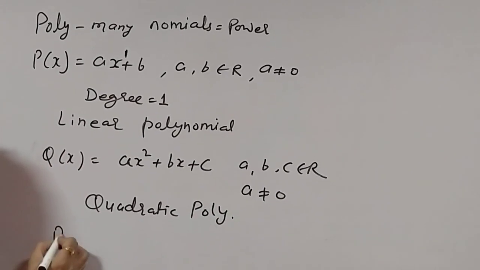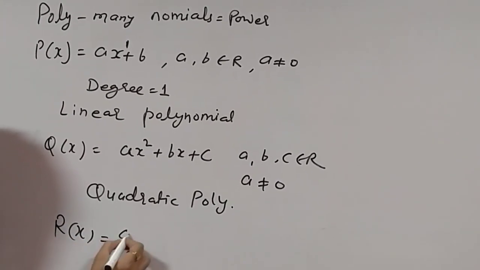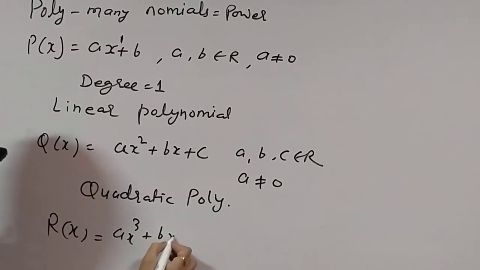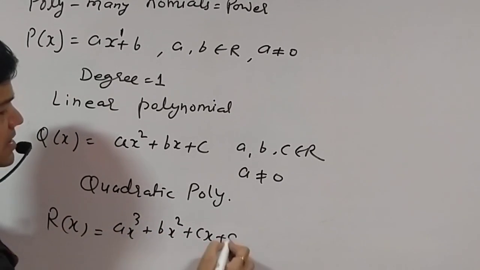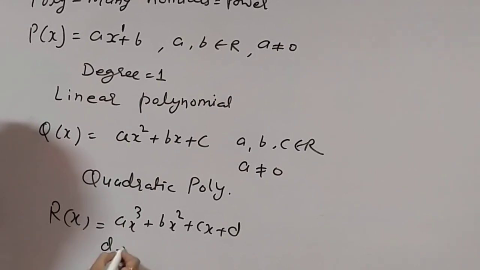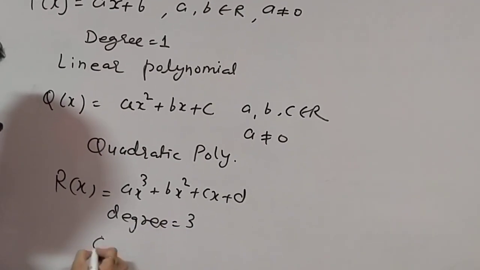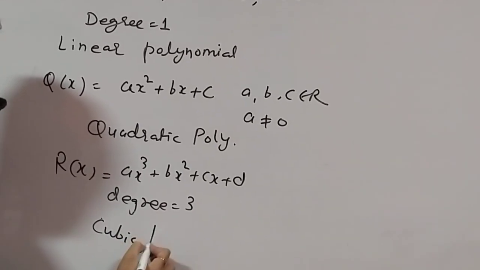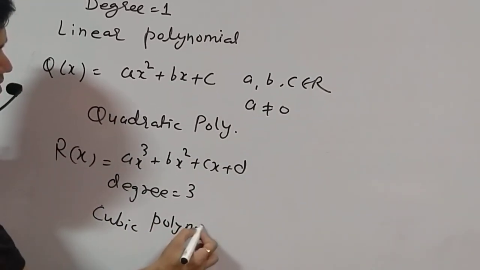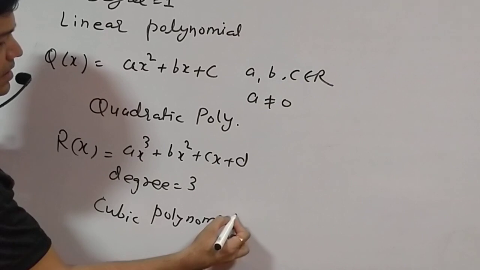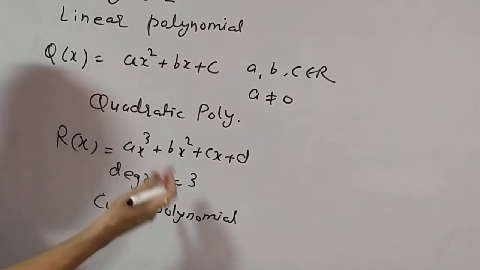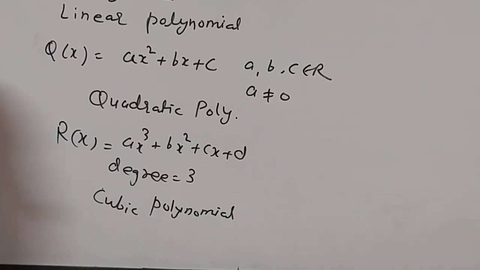And if the degree is 3, ax cube plus bx square plus cx plus d. That degree is how much? 3. That is called a cubic polynomial. And if the degree is more than 3, that is just called a polynomial.